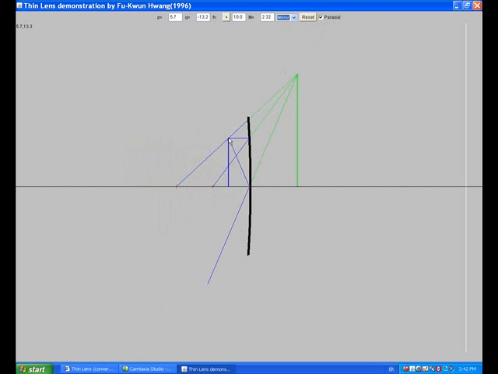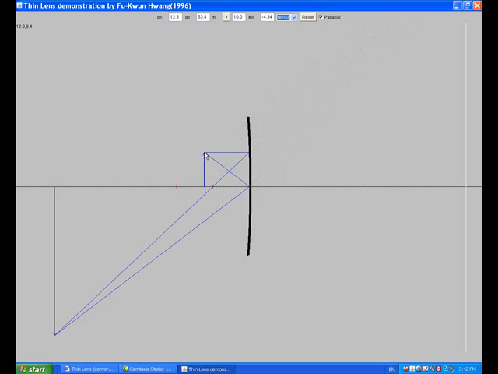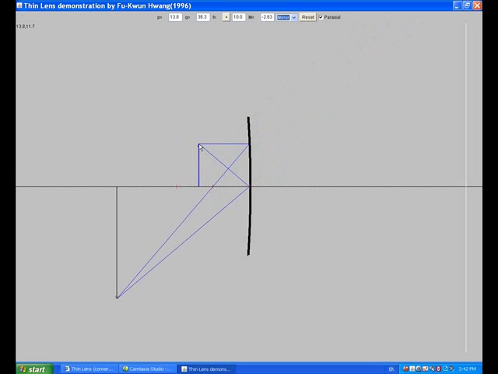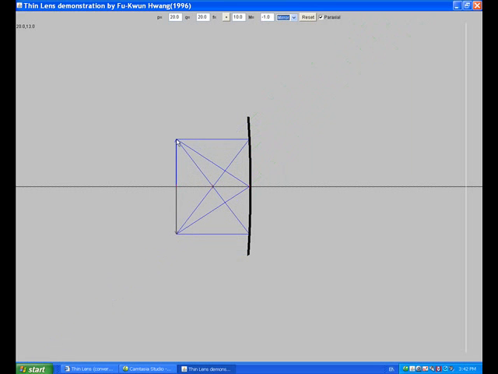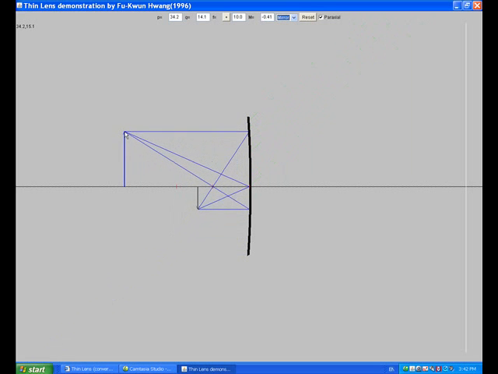As you move inside the focal point, large virtual image; at the focal point, no image; between the focal point and the center of curvature, a larger real image; at the center, an equal image that's real; and then outside the center of curvature you get a diminished real image. All right, so those are a number of different conditions for a converging mirror.